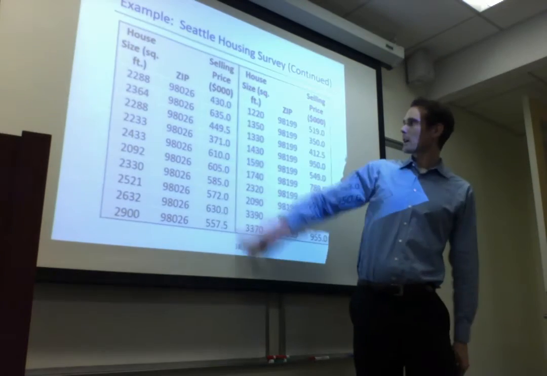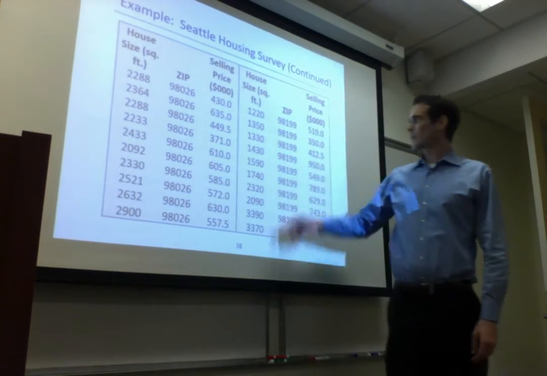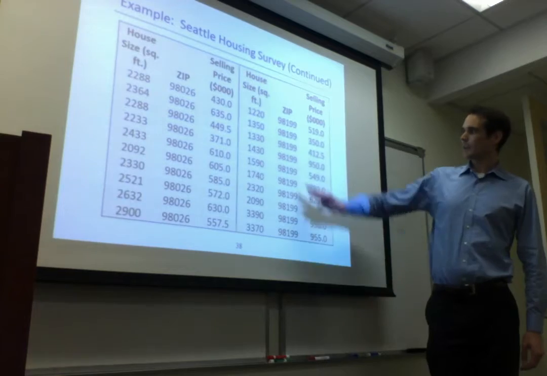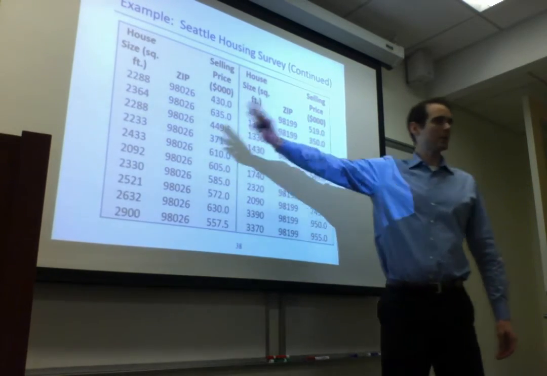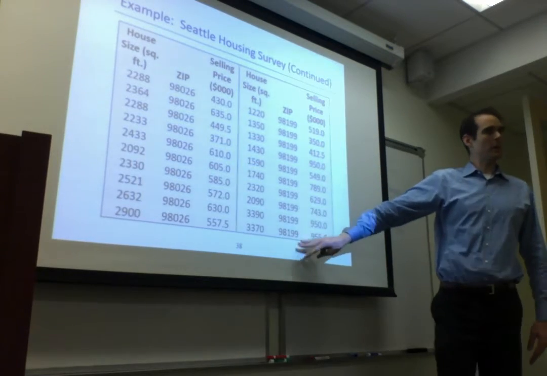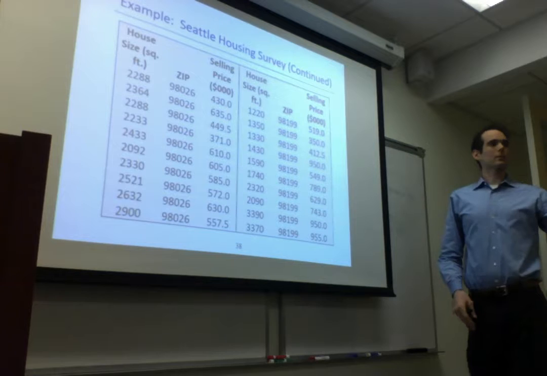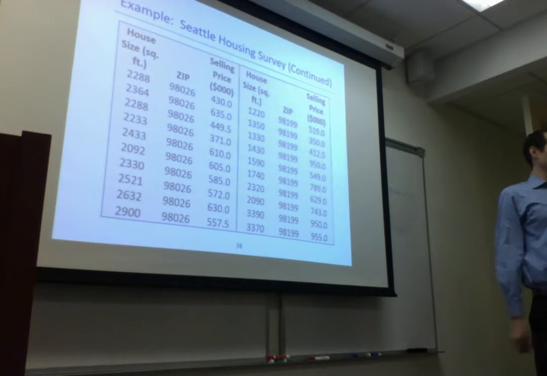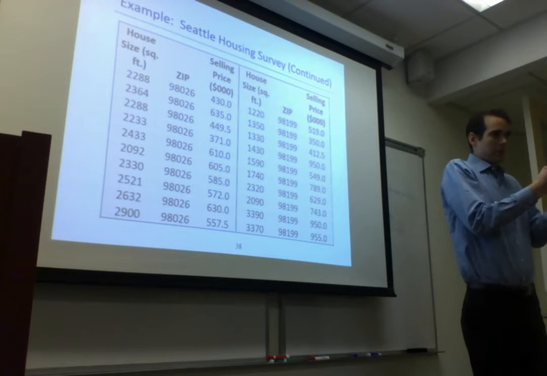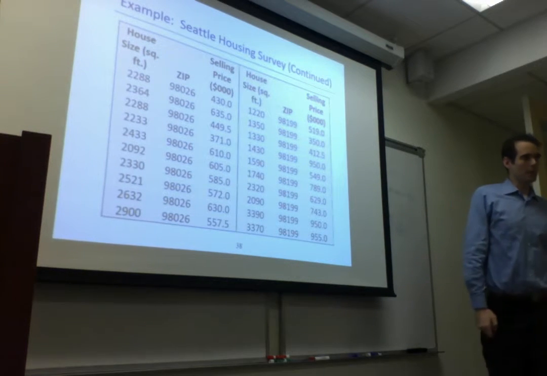We've got selling price. We've got house size. And we've got zip code. Now you can see if you look closely that we only have 2 zip codes. So this zip code is going to be our dummy variable, our qualitative variable. It's either yes, we were in this zip code, or no, we were not in this zip code. And we're going to calculate how much more or less that makes the selling price.